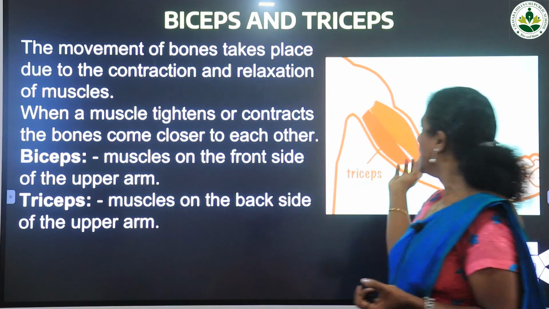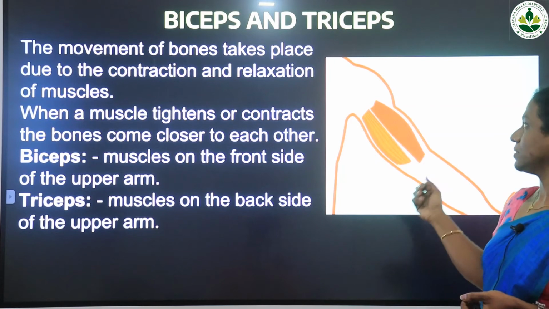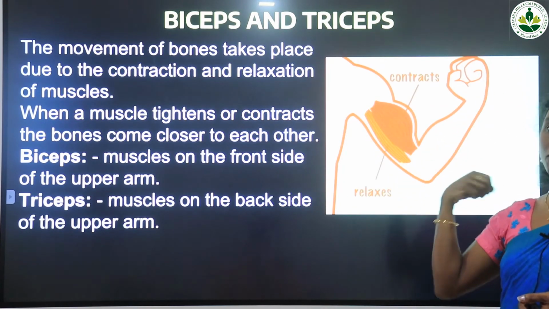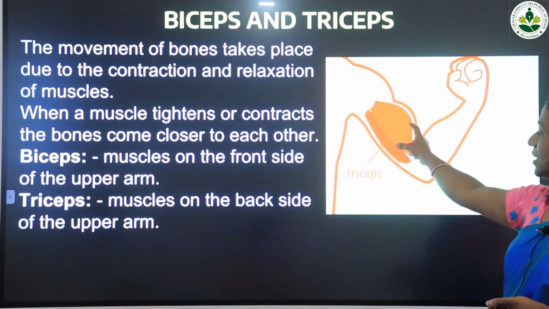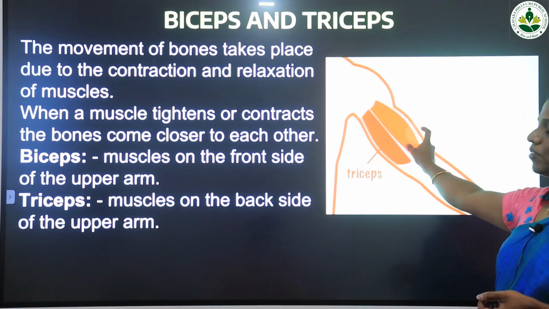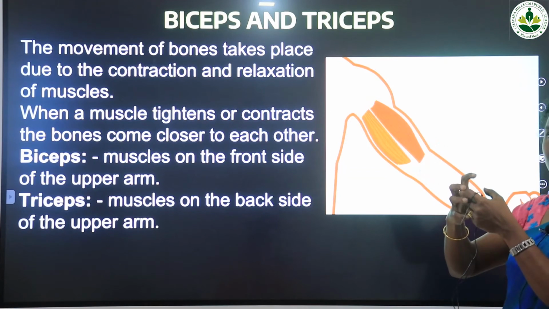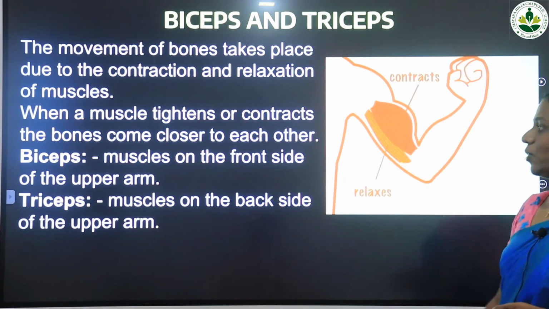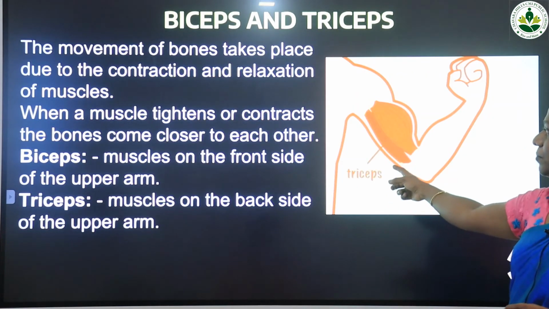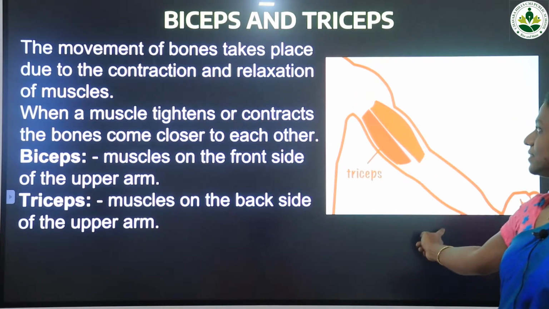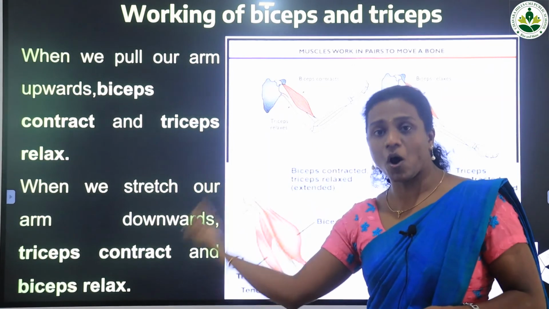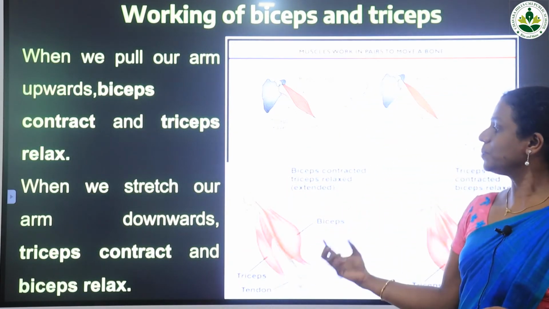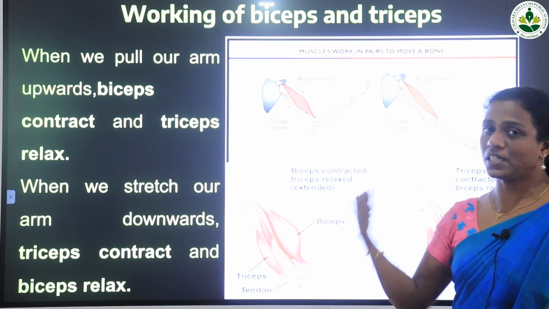In the same way, in the case of biceps, when we are making an upward movement of our arm, the muscles on the front side of our upper arm come together. As a result, what will happen? It will bulge outside. So at that time the biceps contract and the triceps relax. Then when we stretch our arm downwards, triceps contract and biceps relax.